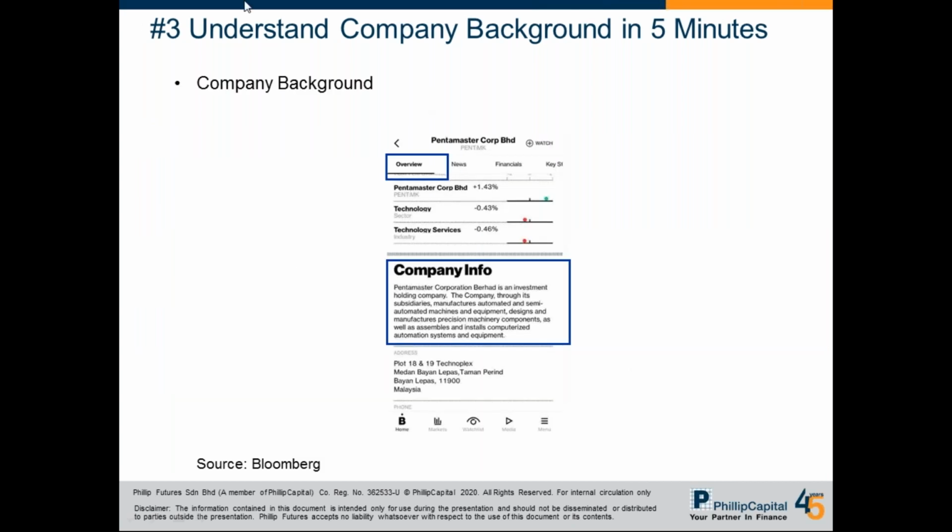Okay, company background. Let's go to Bloomberg and probably we can search Pentamaster. All right, we go to Bloomberg. You type in Pentamaster. So from here, you should be able to get, okay, you click Pentamaster. Under the overview, you scroll down a bit, there is company info here. So from there, you are able to have a rough idea. Is this the company in the right industry for you to trade?